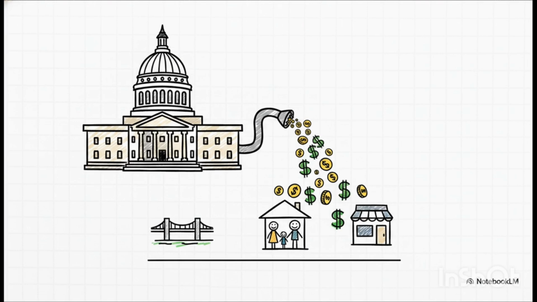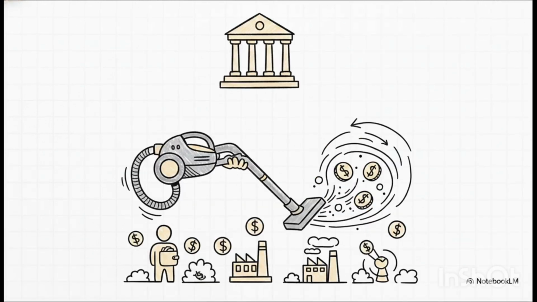This is called expansionary fiscal policy. They might start big infrastructure projects like roads or bridges, which creates jobs, or they could cut taxes, leaving more money in the pockets of consumers to spend. The goal is simple: pump cash and confidence back into the economy.